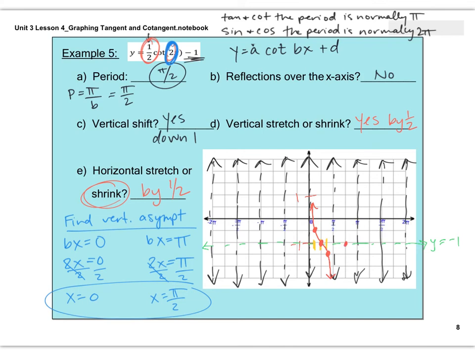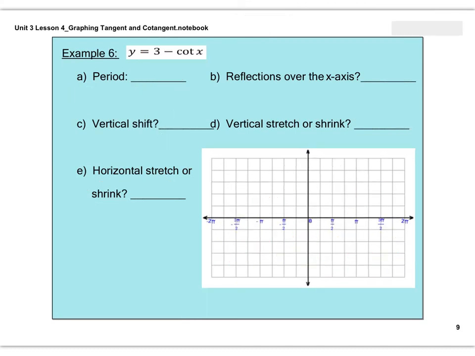So finish off your graph. Go ahead and pause the video here and finish filling in the sections. And there it is. This is approximately what it should look like. Last one. Will you guys pause the video, try this one on your own, and unpause when you're done?